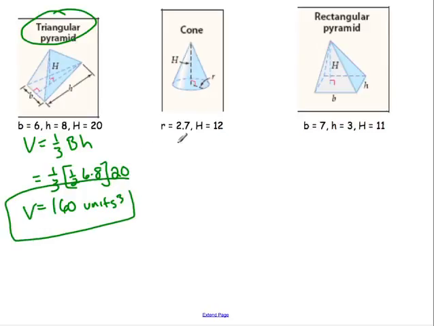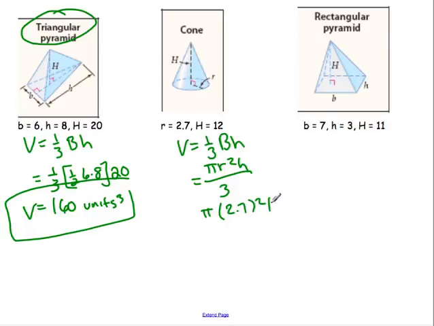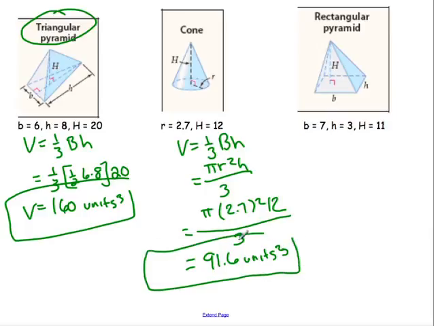Over here we have a cone. This is going to be volume equals 1/3 the area of the base times the height. In this case, that's pi r squared h divided by 3. For us, it's going to be pi times 2.7 squared times a height of 12. We'll divide that by 3. 12 divided by 3 is 4. We'd have 4 pi times 2.7 squared. I can't really remember what that is. Maybe somewhere around 91.6 cubic units. Something like this.